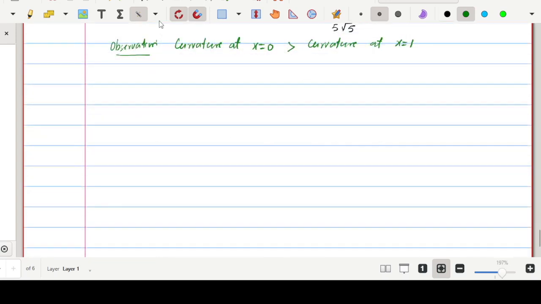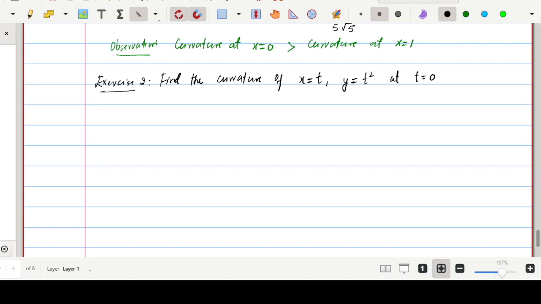Now let's take up a second exercise. So this is exercise number 2. So now let's again find the curvature of the same parabola, but let's represent this parabola in parametric form. So find the curvature of this: x is equal to t, y equal to t square, at, suppose, t is equal to 0 and t is equal to 1.